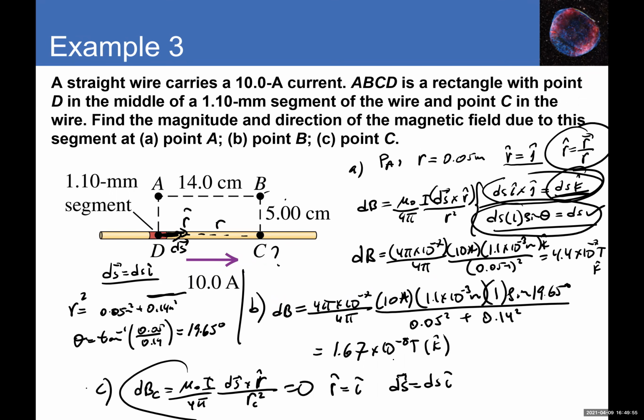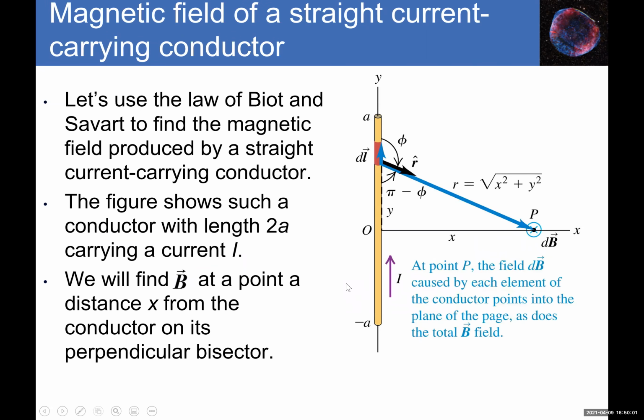All right, so let's look at the next example. Here what I have is the magnetic field of a straight current carrying conductor. Imagine you have a finite conductor. Let's say you put it at the origin, it goes from plus a to minus a on each side. That means it has a length of 2a. It's centered at the origin, and we want to find the magnetic field at point P over here, some distance x along the x-axis.